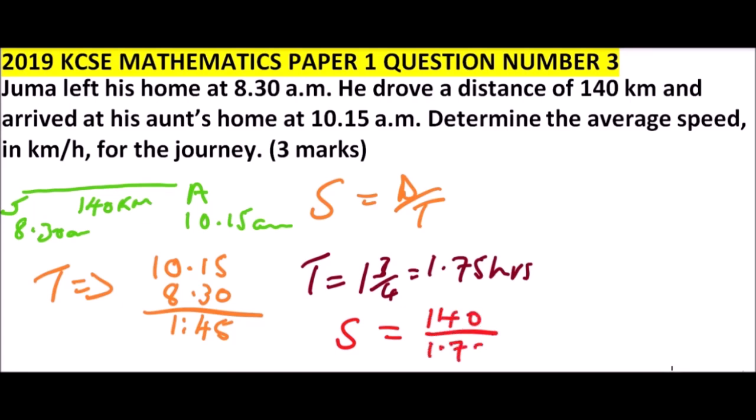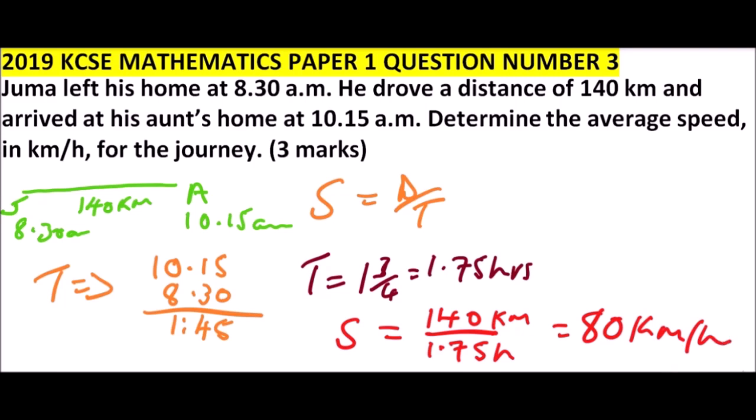So we can now get the speed and say speed is equal to distance, 140, divided by time, which is 1.75. This is in kilometers, and this is in hours. So when you divide that, you should be able to get 80 kilometers per hour. So that is how you work out that question.